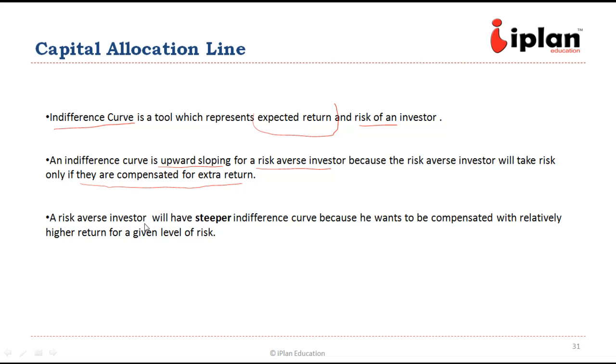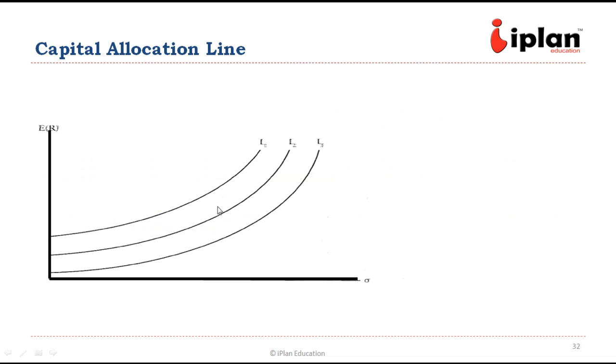And for a risk-averse investor, the indifference curve will become steeper because for every unit of higher risk, the risk-averse investor will demand much higher returns. Let us look at the curve. These are the indifference curves, I1, I2, I3. If we see one particular curve, it keeps getting steeper. For every extra unit of risk, the premium demanded increases.